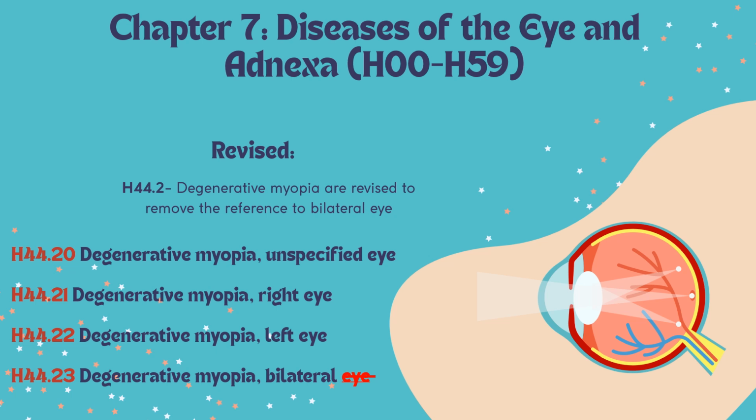In this chapter, 5 fifth character codes under H44.2 degenerative myopia are revised to remove the reference to bilateral eye.